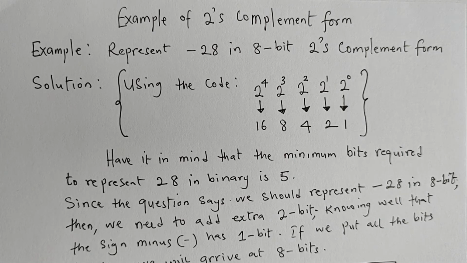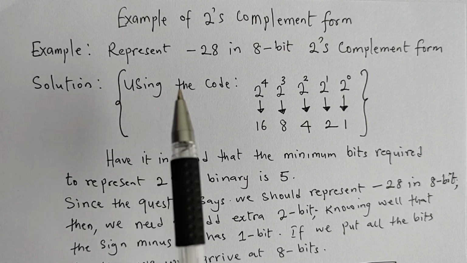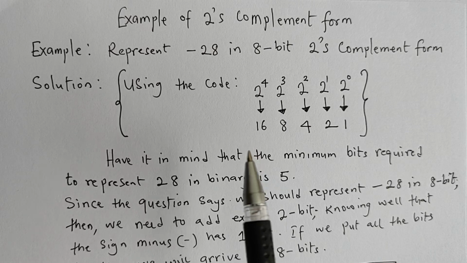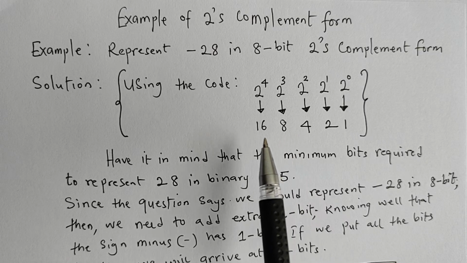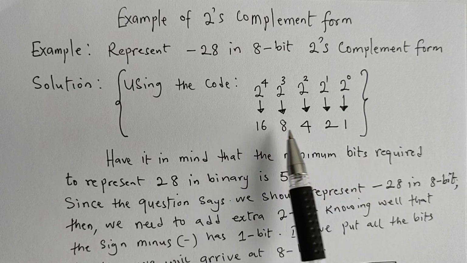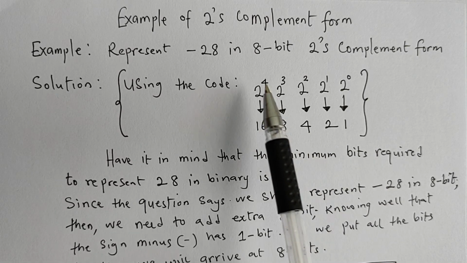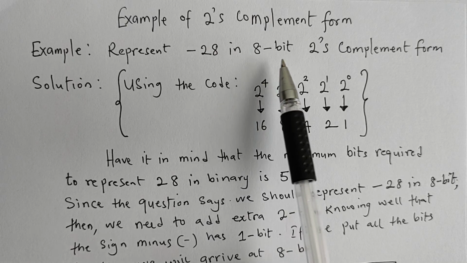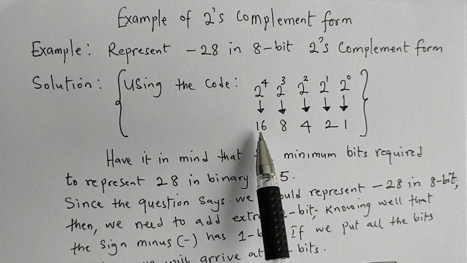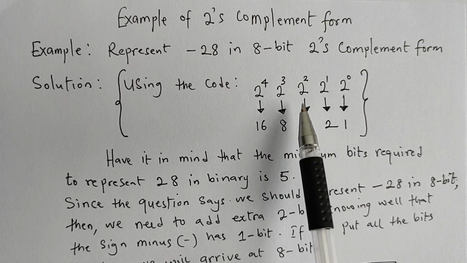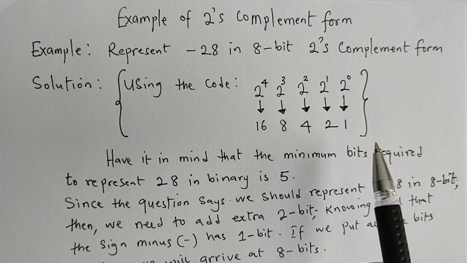So let's go straight into solving this question. Now the solution is this. Remember, we use the direct method to convert decimal numbers into binary. To represent 28 in binary, the minimum number of bits required is 1, 2, 3, 4, 5, which is 5 bits. In that case, the highest value is 2 raised to the power 4, then 2 raised to the power 3, 2 raised to the power 2, 2 raised to the power 1, and 2 raised to the power 0. 2 to the power 4 gives us 16, that of 3 gives us 8, that of 2 gives us 4, that of 1 gives us 2, and that of 0 gives us 1.